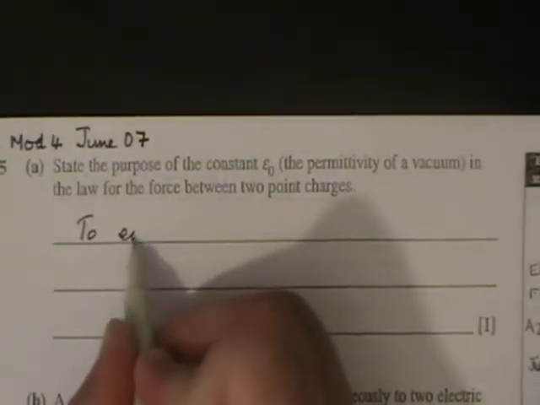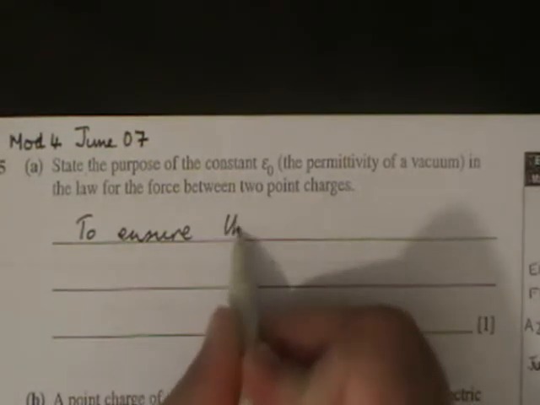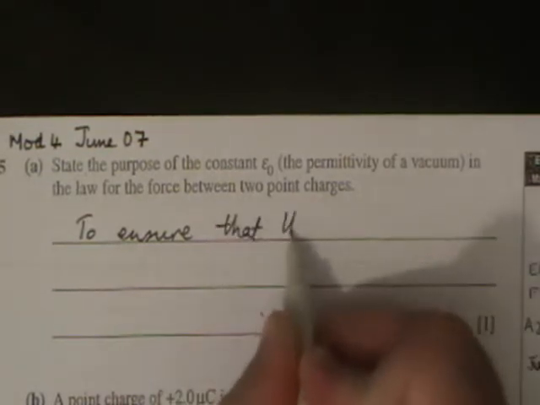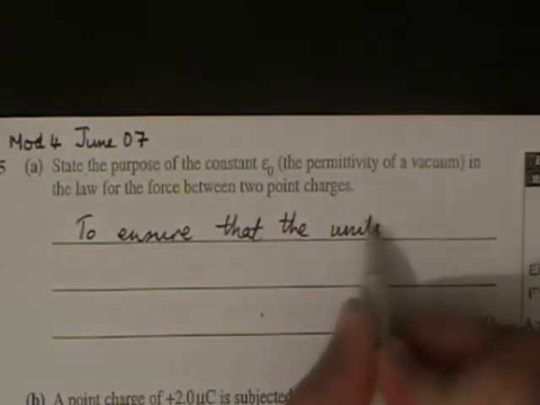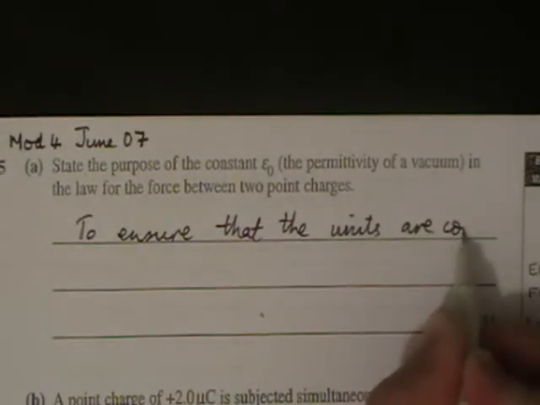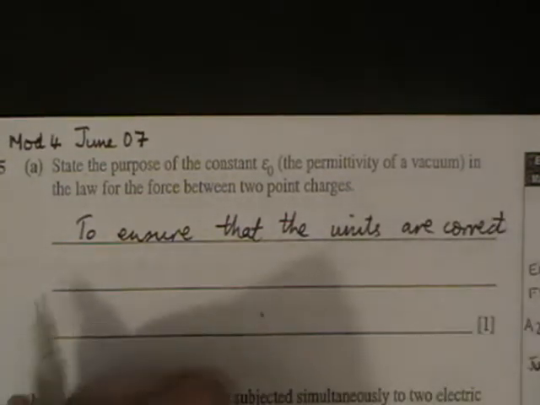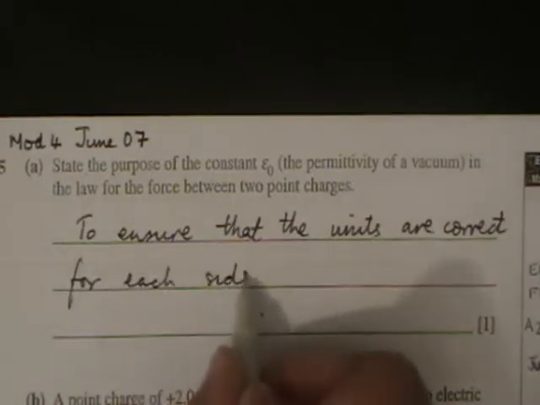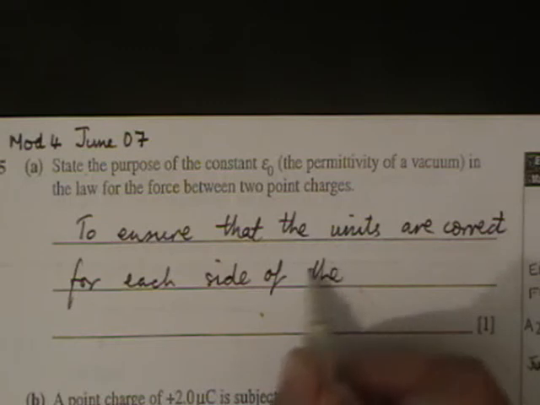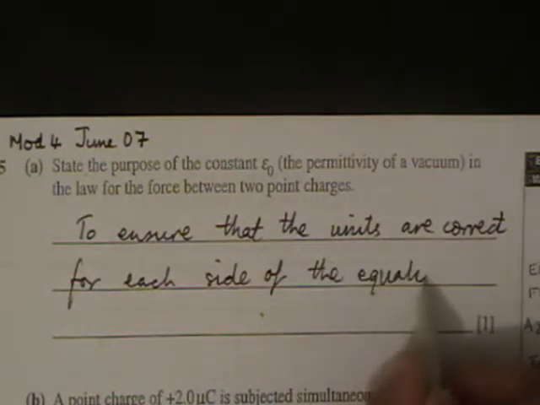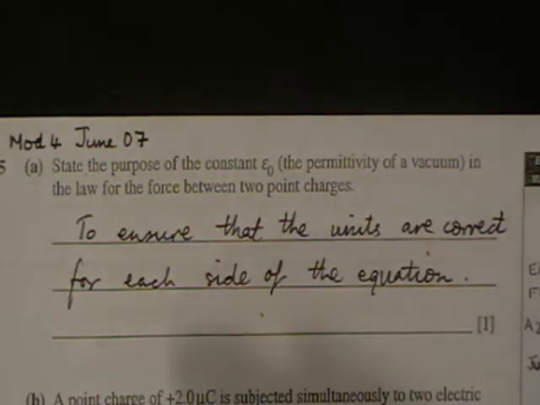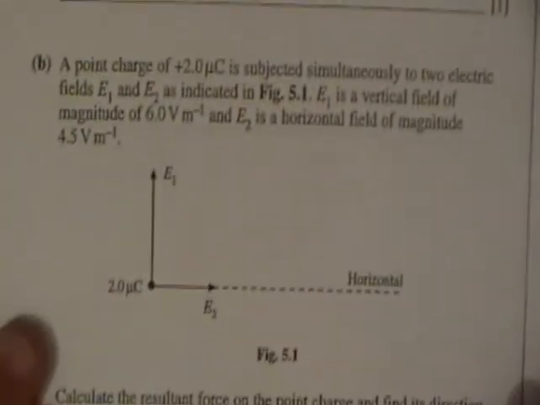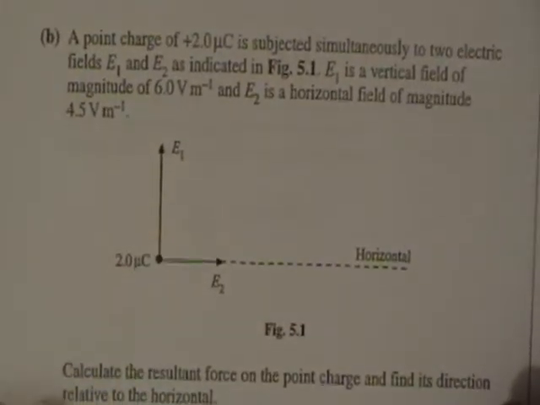So to ensure that the units are correct for each side of the equation, or to ensure that the units balance on each side of the equation, the units on the left hand side are equivalent to the units on the right hand side.